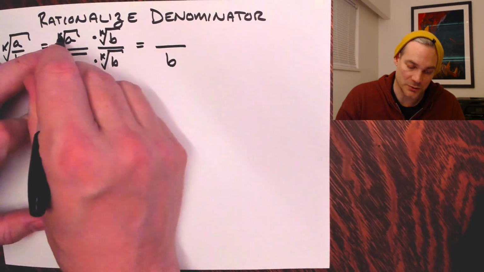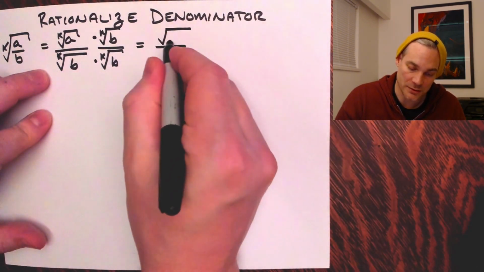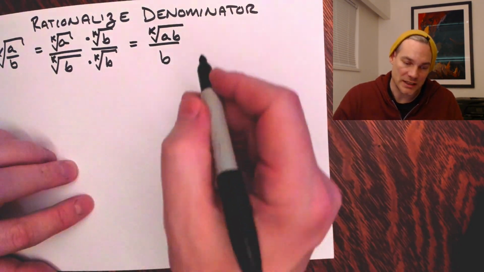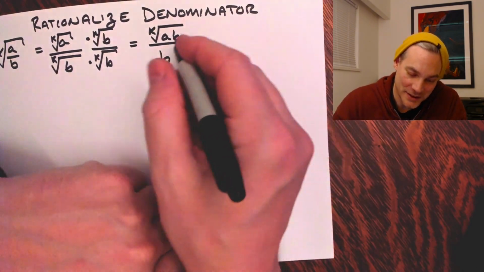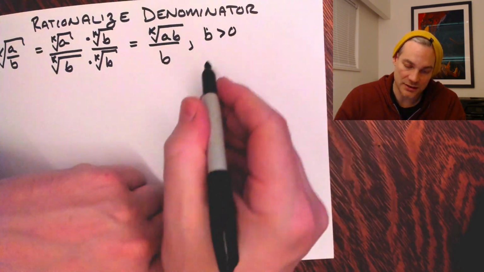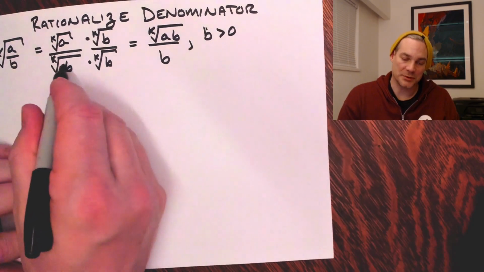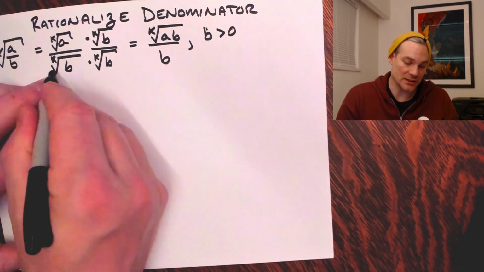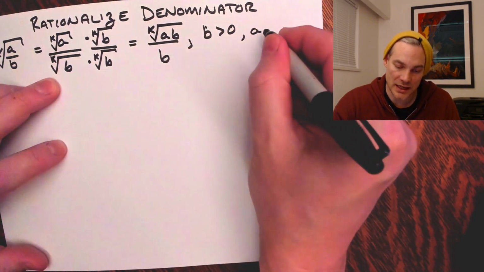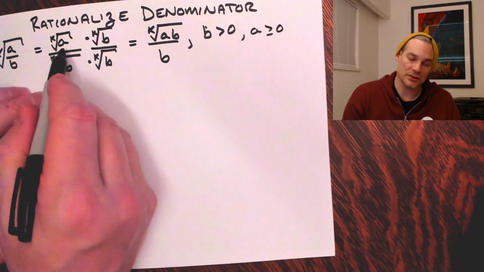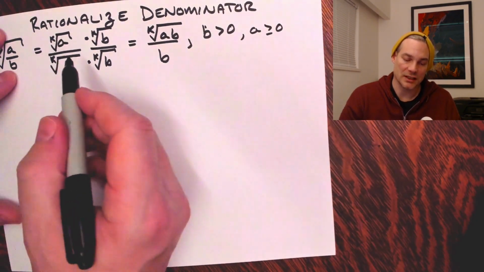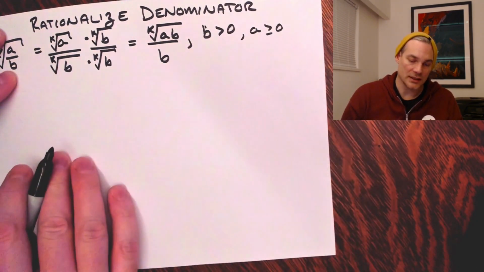But these are both the same root of the same power, so then I can group them into the kth root of a times b. And what I need in this case is that b is always bigger than 0. It has to be bigger than 0 because it can't be 0; if I divide by 0, it's not going to work. And then I also need a to be greater than or equal to 0. So a just has to be at least 0, because I can't take the roots of something less than 0. And that's pretty much it.